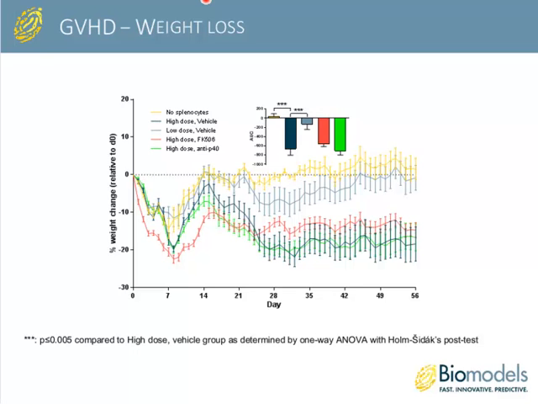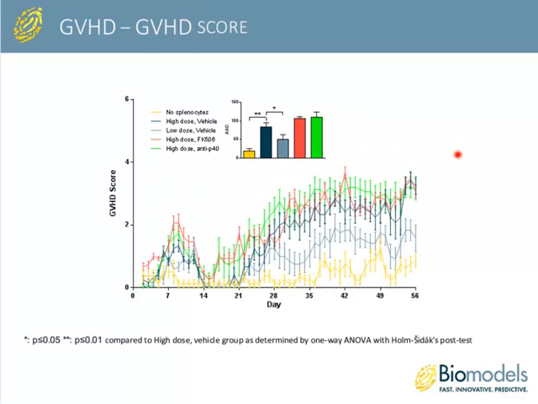blue line. And then if you look at the GVHD, you get pretty much exactly the same pattern, but obviously reversed. So higher is worse GVHD. Again, if you don't inject the splenocytes, the disease is much more mild. And then if you do inject the splenocytes, you get disease. If you inject more splenocytes, you get worse disease. And the SK506 and the anti-P40 are really not doing a lot in terms of GVHD score.